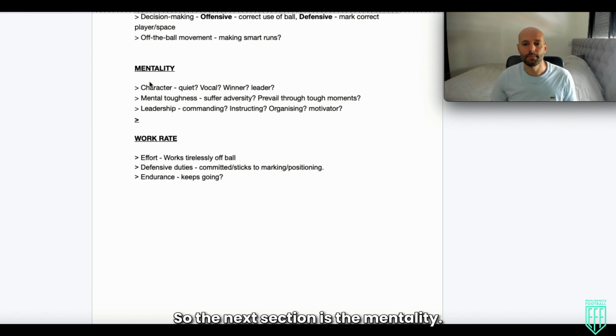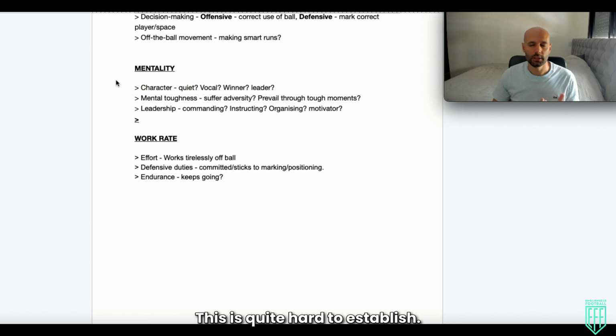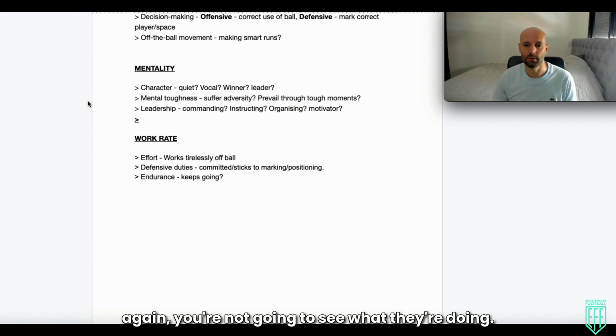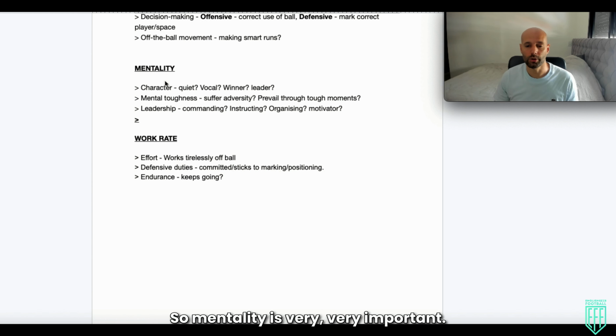So the next section is the mentality. This is quite hard to establish. You might need to do a bit of research, but you need to pay attention to the things that the player's doing on the pitch as well. If they're a substitute, you can have a look at what they're doing. Although on TV, of course, it's going to be very difficult for you to understand, or if you're sat behind the play, again, you're not going to see what they're doing. So mentality is very, very important.